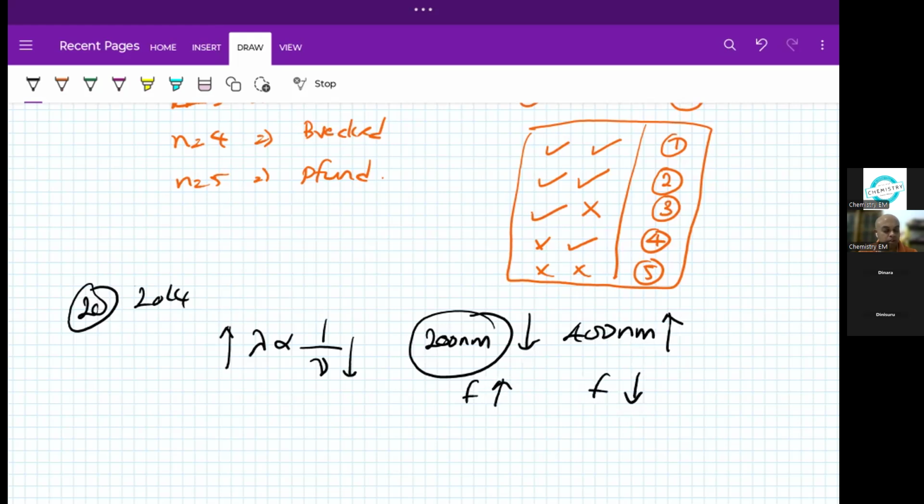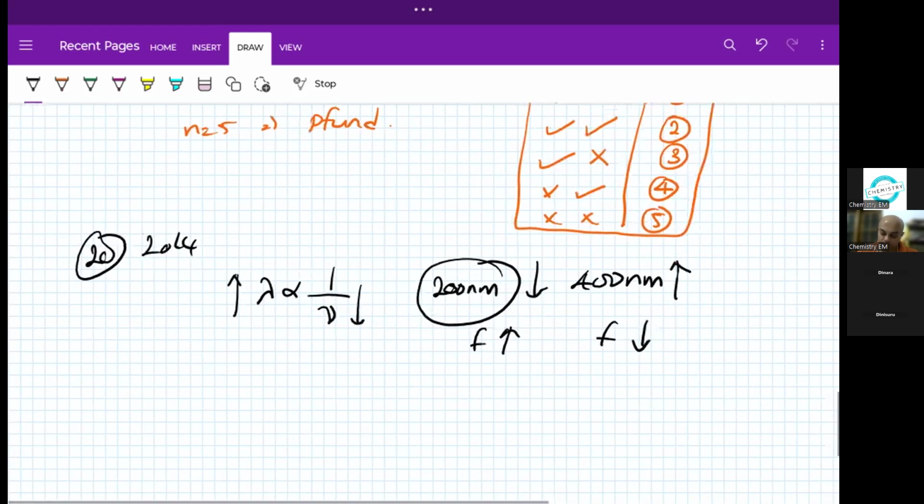So the first one is correct. It has a higher frequency because lambda is lower. Lambda lower means higher frequency. So the first one is correct. So A is correct.